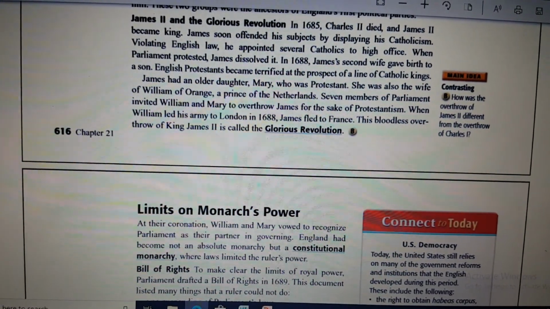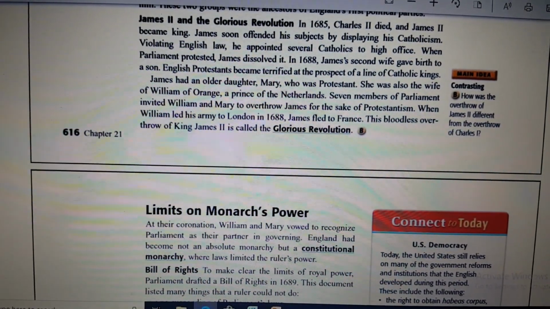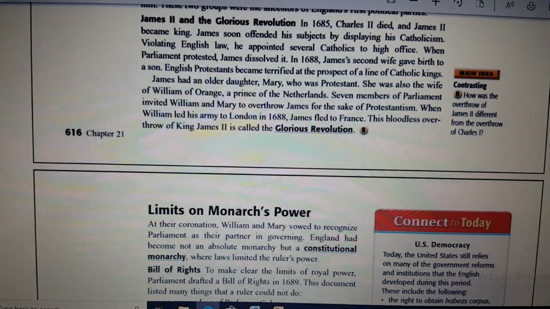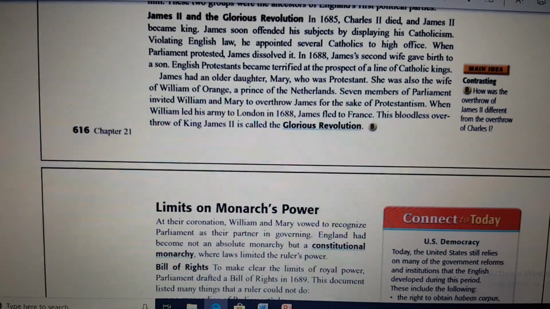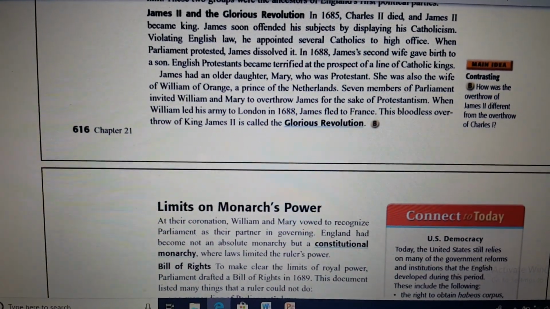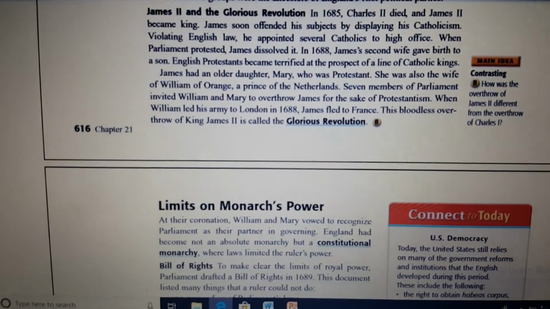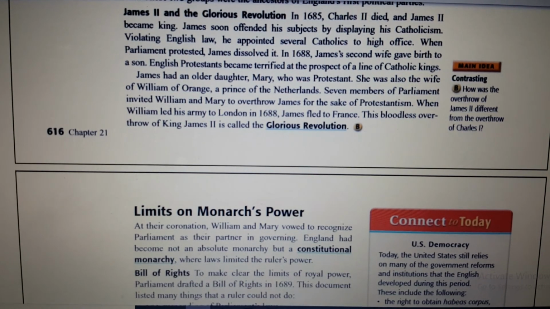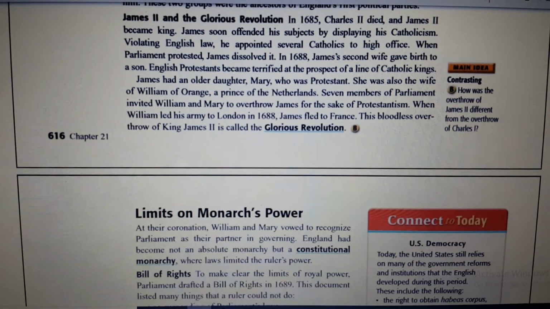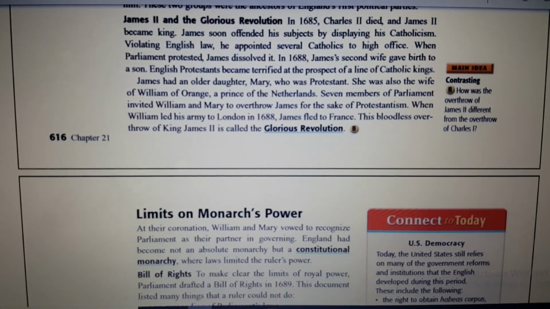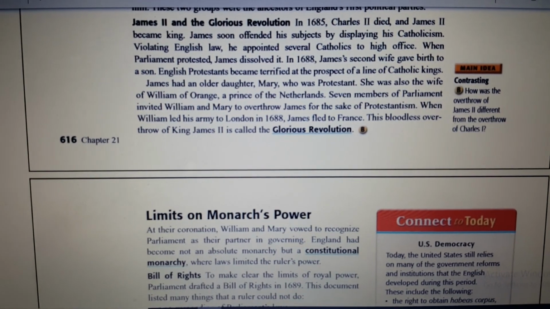In 1688, James's second wife gave birth to a son. English Protestants became terrified at the prospect of a line of Catholic kings. James had an older daughter, Mary, who was Protestant. She was also the wife of William of Orange, a prince of the Netherlands. Seven members of Parliament invited William and Mary to overthrow James for the sake of Protestantism.